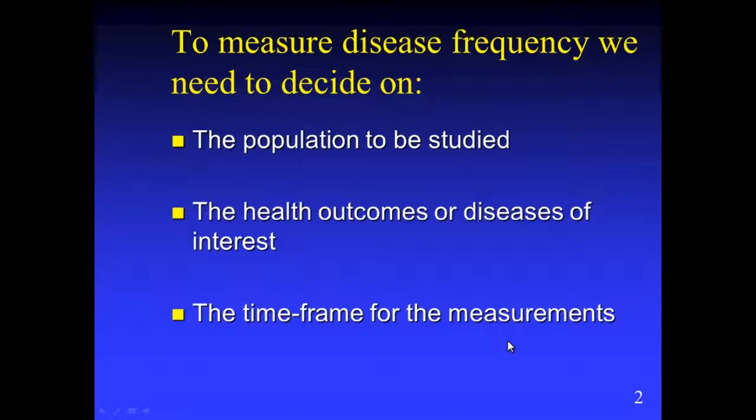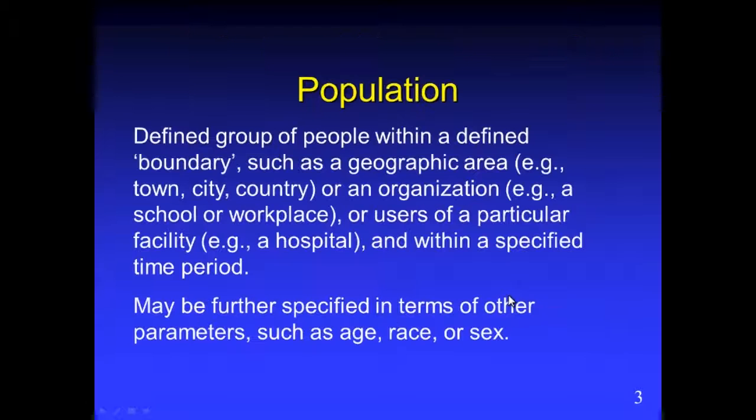So generally, when we want to measure disease frequency, we need to make some decision about 3 things. These are the population that we want to study, the health outcomes we want to investigate, and also the time frame in which these measures take place. So let's start with population.